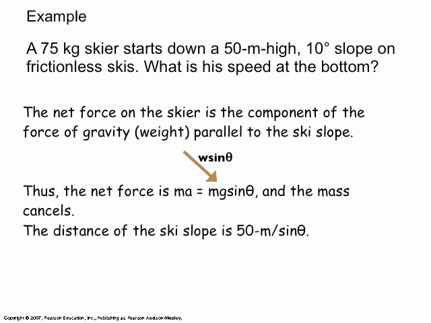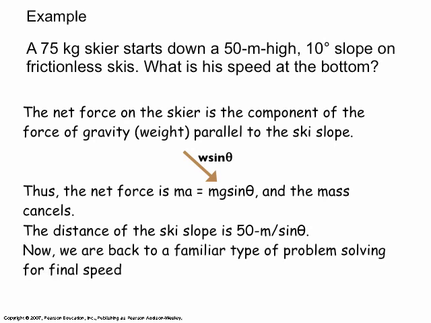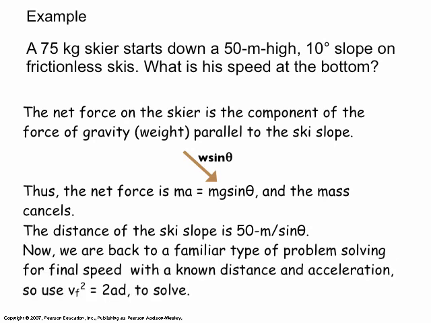The distance of the ski slope is 50 meters divided by sine theta, the hypotenuse of our right triangle of our slope. So now we're back to a familiar type of problem. We know the distance, we have our formula for the acceleration, so we can find our final speed from a known distance and a known acceleration. We can use the kinematic equation, Vf squared equals twice the acceleration times the distance, to solve for the final speed. Do so.